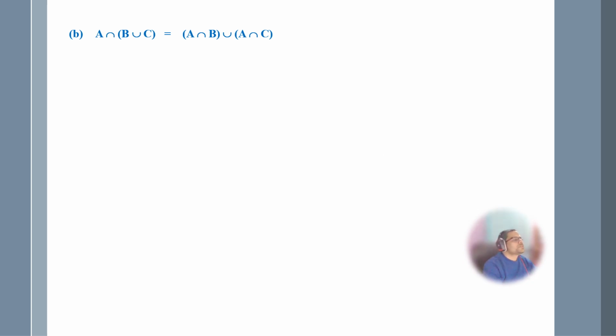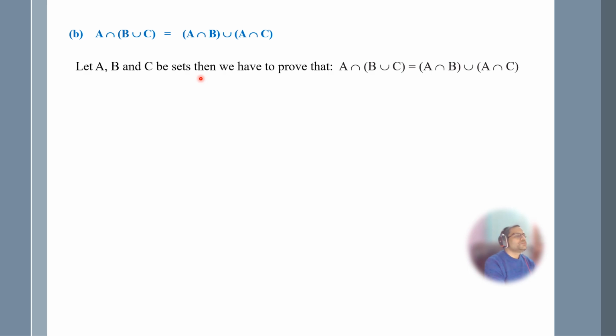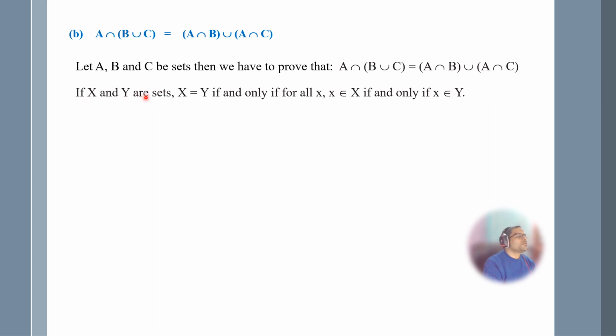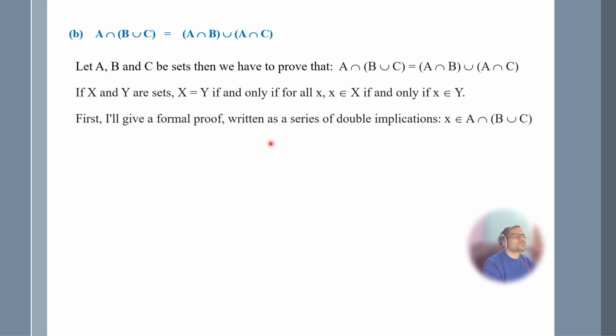In the second part of this question, we have to prove that A intersection (B union C) equals (A intersection B) union (A intersection C). To prove this, let A, B, and C be sets. If X and Y are sets, then X equals Y if and only if for all x, x belongs to X if and only if x belongs to Y. Using this property, first I will give a formal proof written as a series of double implications.